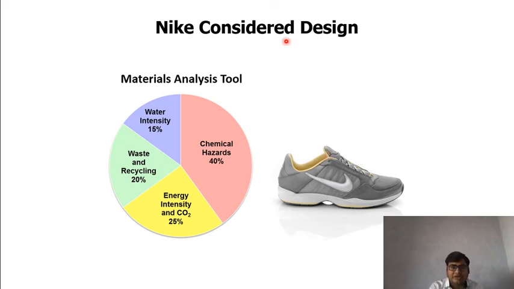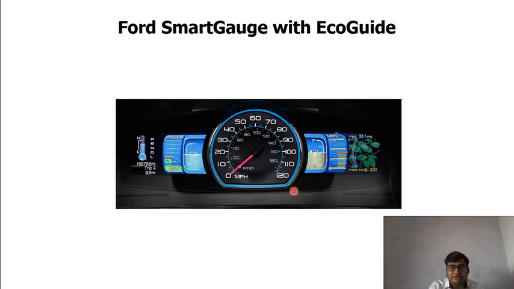Nike also considered design for environment. They analyzed the amount of materials used which are hazardous, the energy intensity and CO2 percentage they have calculated, and they have said that okay, we are recycling 20% of the products. So this is an example of how companies are considering design for environment, and it is necessary also.